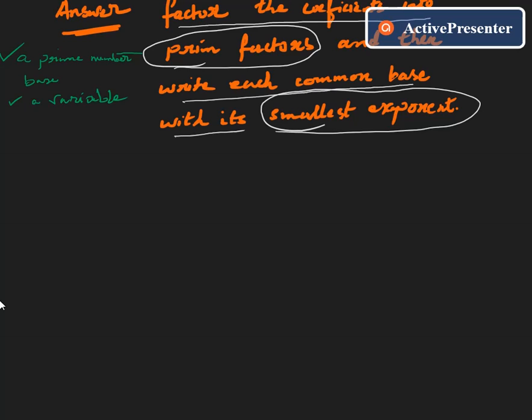If a question comes to you, find the greatest common factor of 2 to the power 3 and 2 to the power 5 and 2 to the power 8. What is the greatest common factor? The greatest common factor is when we factor among these three a prime factor and write the common base with the smallest exponent. So what is a prime factor?